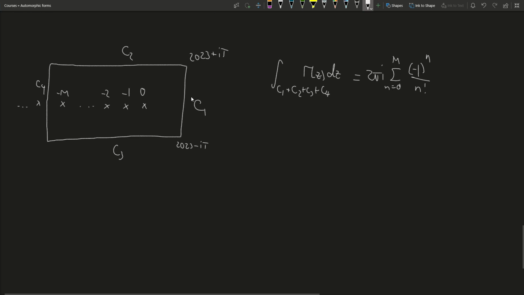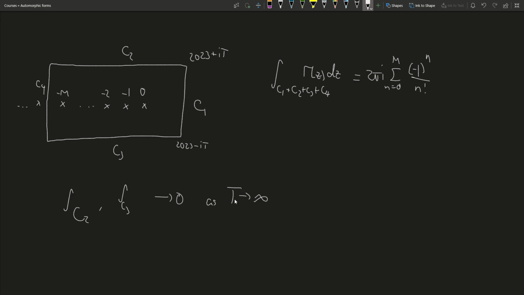So we care about this integral along C1. The strategy is going to be to say that the integrals along C2, C3, and C4 are all 0, and then we'll be able to just say this is the value of the integral along C1. For the integral along C2 and the integral along C3, the top and bottom segments, these go to 0 as t goes to infinity.